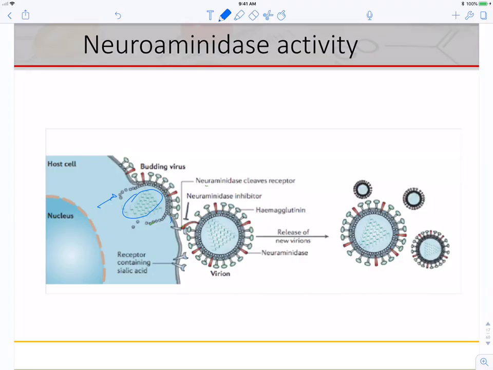As the virus buds out, hemagglutinin is still binding to the receptor, which is sialylated and which is the target of the virus. And so in order to have a release of the viral particle, neuraminidase has to cut off the bond between the sialic acid and the rest of the receptor, thus releasing the new virions.